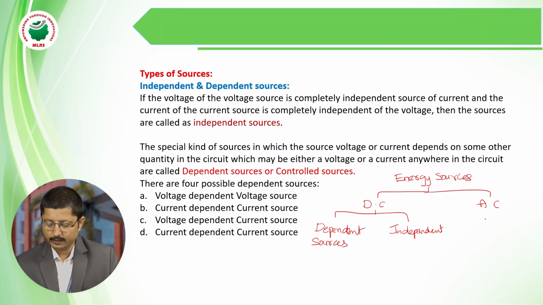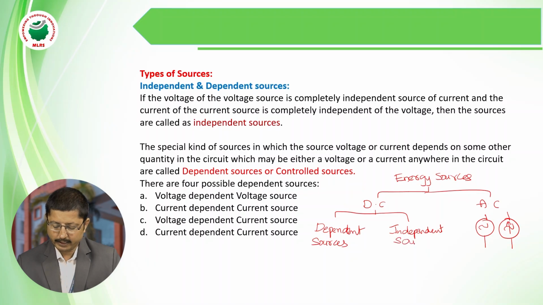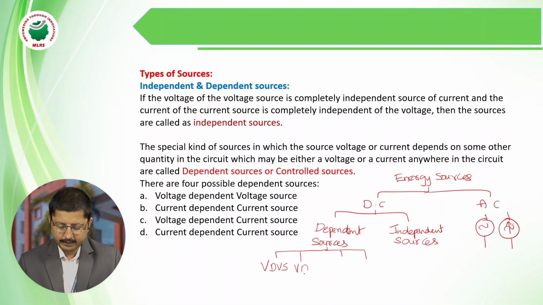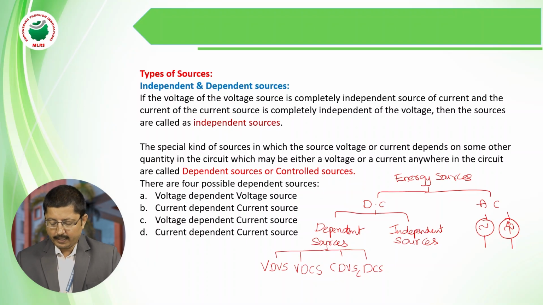Here we can see a voltage source, and we can represent this voltage source in this fashion, and the current source we can represent in AC circuits. These are the energy sources, the voltage and current sources. Coming to the DC sources, dependent sources and independent sources. Dependent sources are again classified into four types. They are voltage dependent voltage source, voltage dependent current source, current dependent voltage source, current dependent current source.